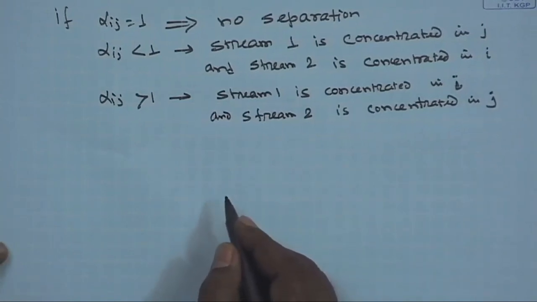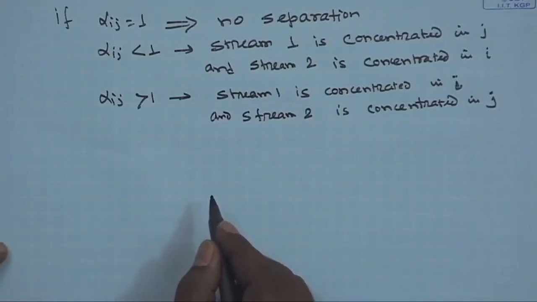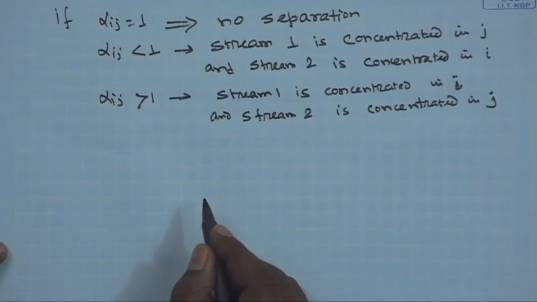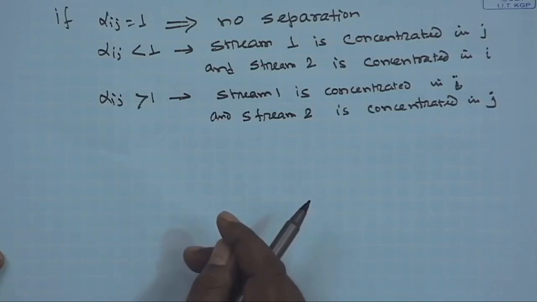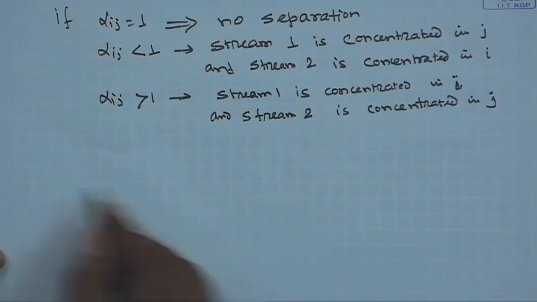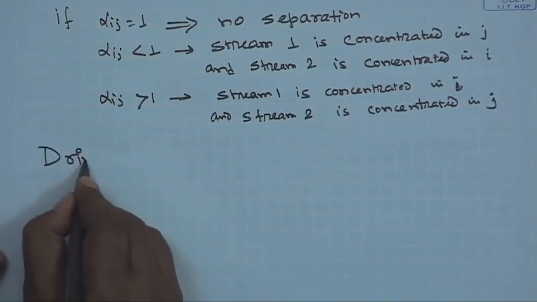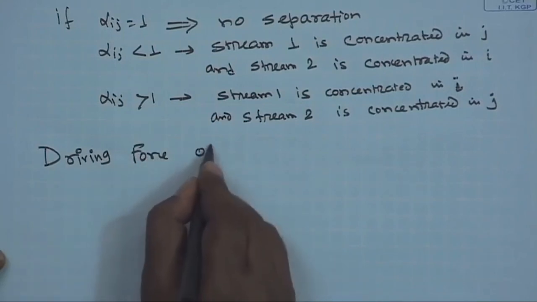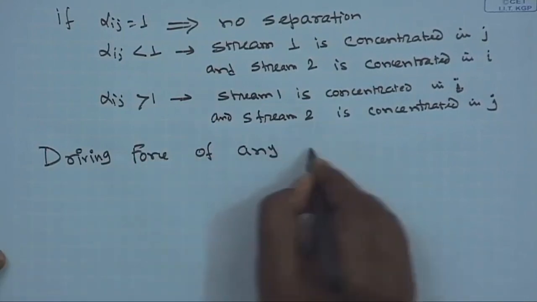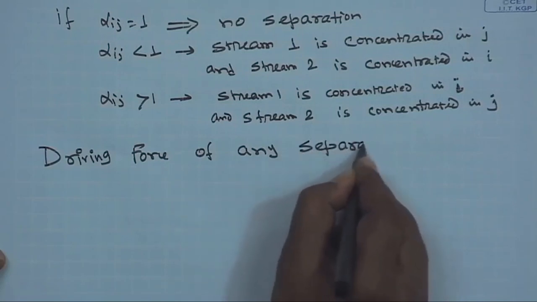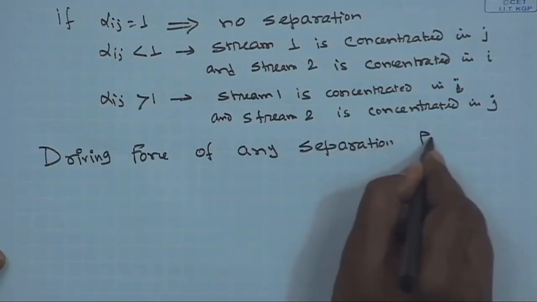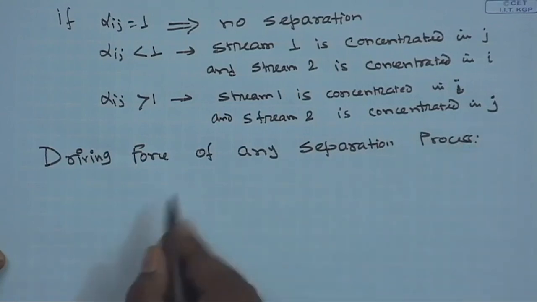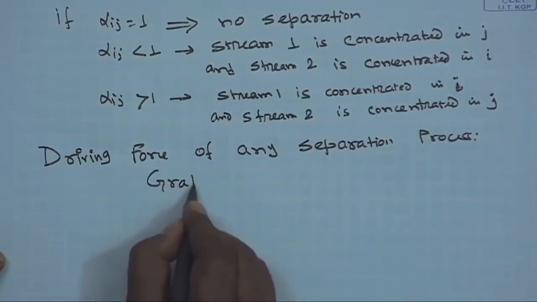So, by looking into the value of alpha I J and the composition of the product stream and the feed stream, one can identify which stream will be rich in which species and which stream will be lean in the other species. Now, let us look into the driving force of any separation process. The driving force of any separation process is the gradient of chemical potential.